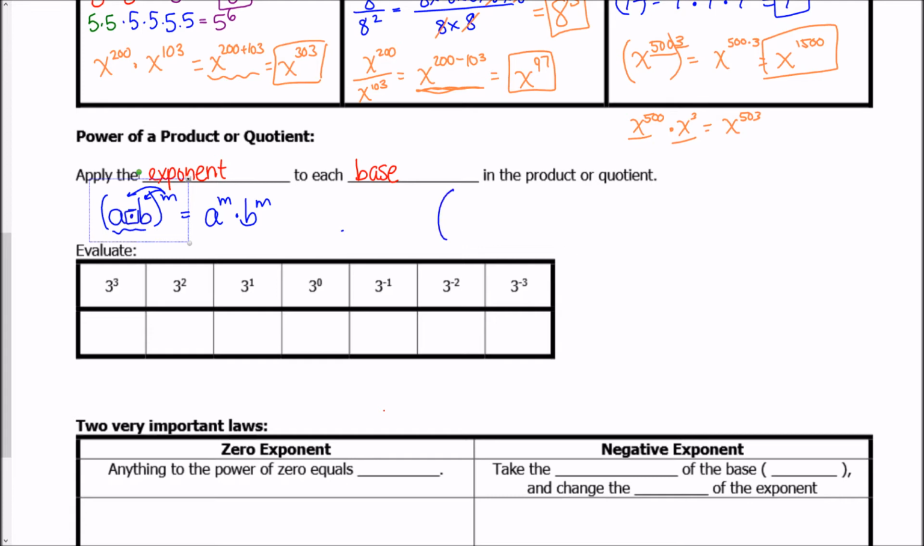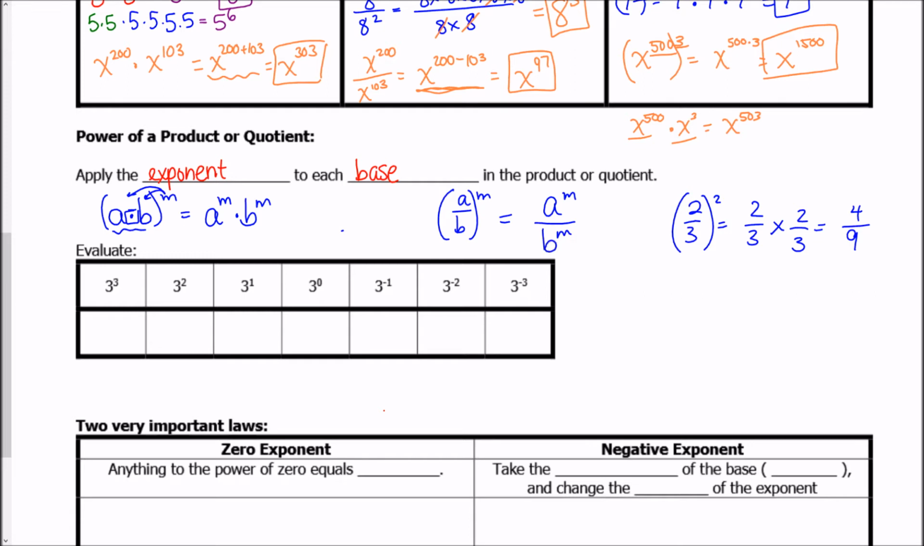And then same thing is true for a quotient. So if I were to divide a by b and did that to the power of m, I'm allowed to say that it's a to the power of m over b to the power of m. Okay, that's allowed. So for example, if I had 2/3 squared, what that really means is 2/3 times 2/3, which is 2 times 2 is 4, 3 times 3 is 9. So my answer would be 4/9.